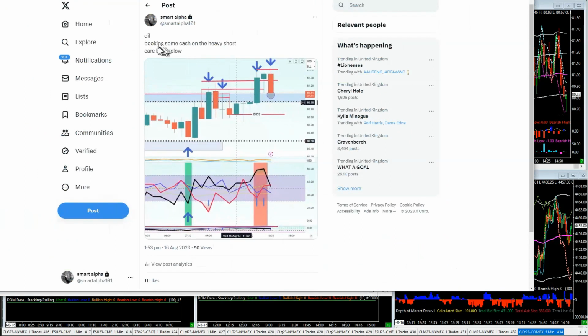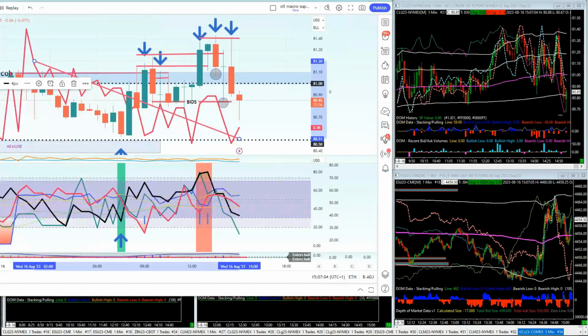There it is there. Booking some cash on the heavy short, care bids below. That's when we shouted that bid below is here. But we're telling you, this is not a small short sell up here, guys. This is a heavy short sell up here. Heavy short sell. This is not a trade that I'm going to be even contemplating being long into. I am a seller and only a seller today on oil.